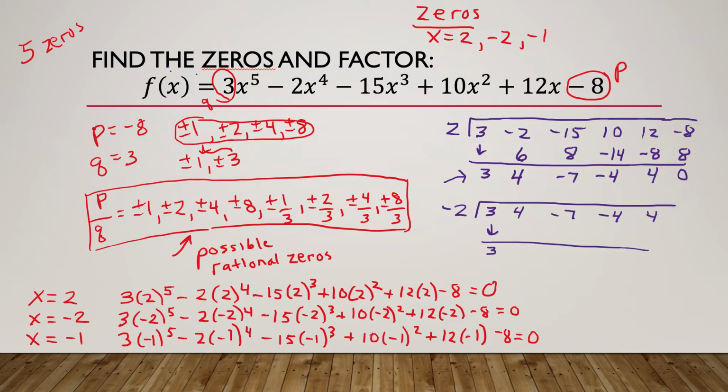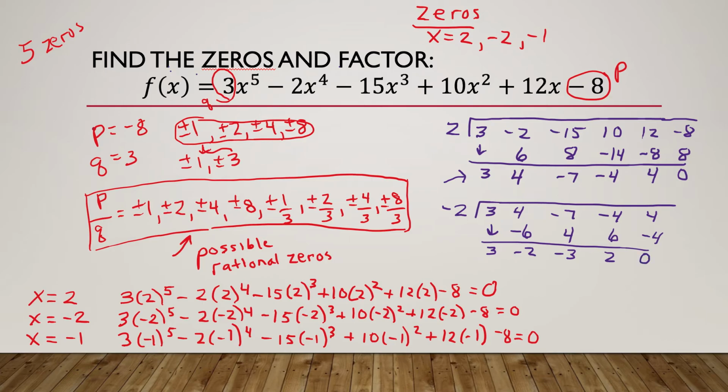All right, so we're going to drop the 3. Negative 2 times 3, negative 6. We add and get negative 2. Negative 2 times negative 2 is 4. We add and get negative 3. Negative 2 times negative 3 is 6. We add and get 2. Negative 2 times 2 is negative 4. We add and get 0.